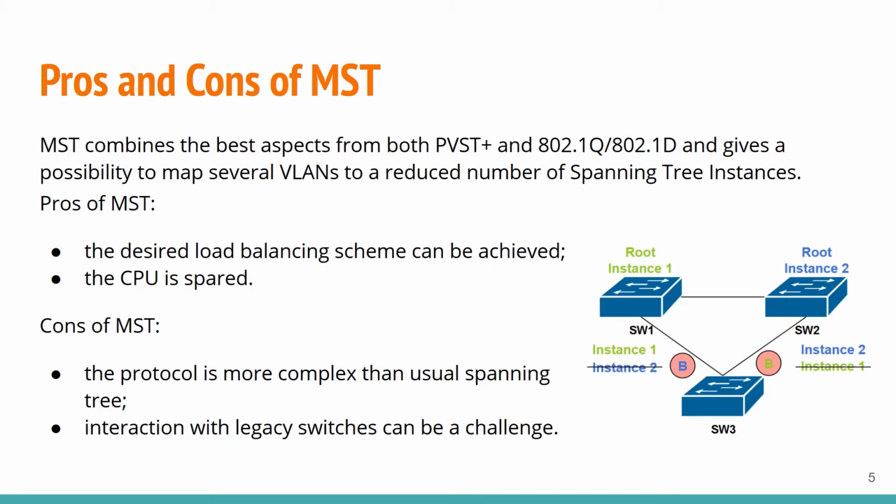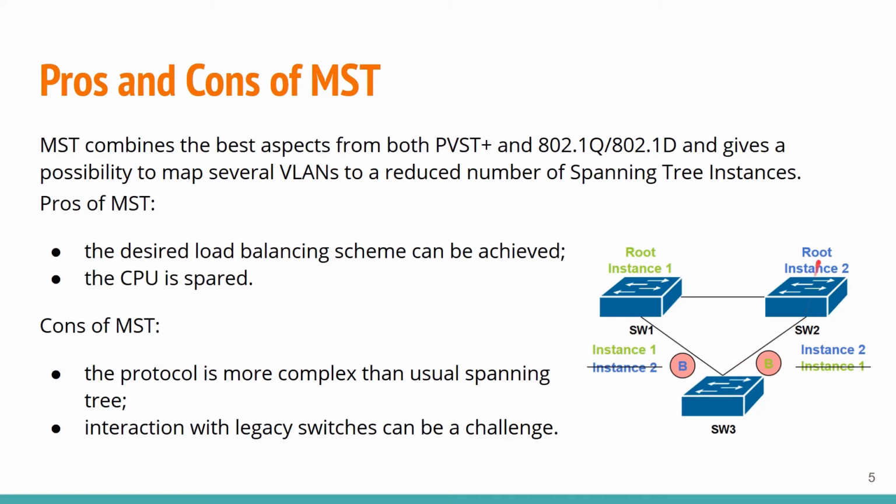So we have an example here, we have 3 switches, and SW1 switch is the root bridge for instance 1, and we have VLANs from 1 to 500 mapped in this instance, and this instance is in forwarding on uplink from switch SW3 to SW1, and in blocking on uplink from SW3 to SW2 switch.